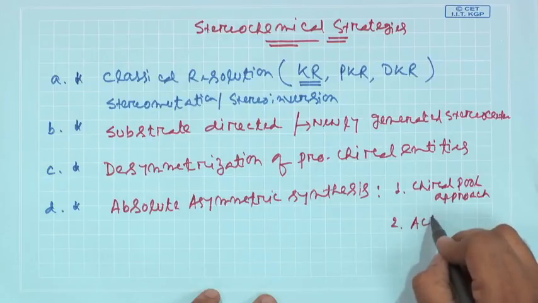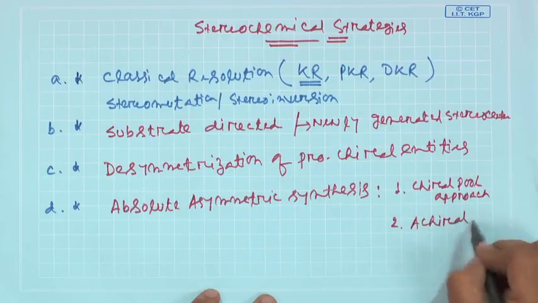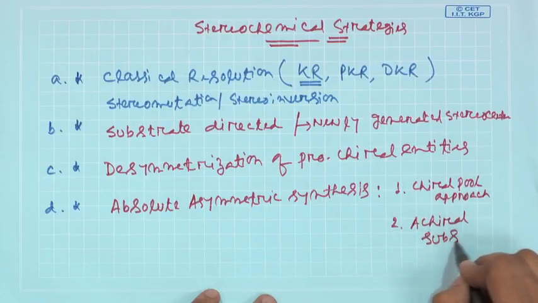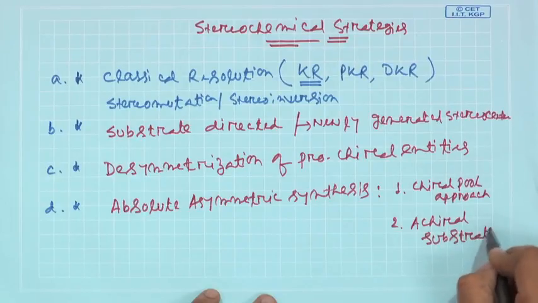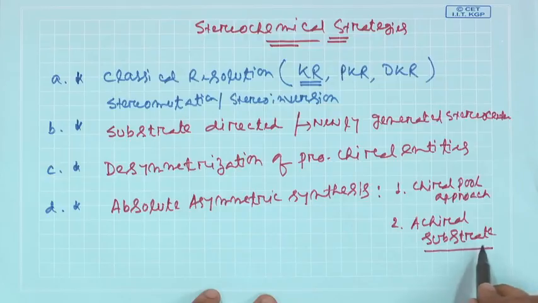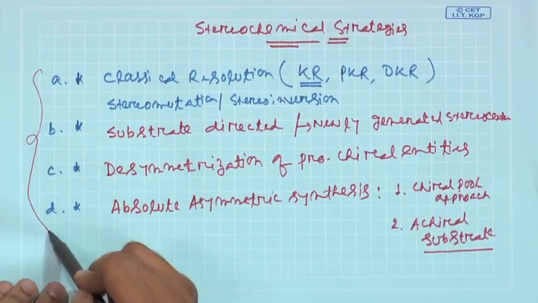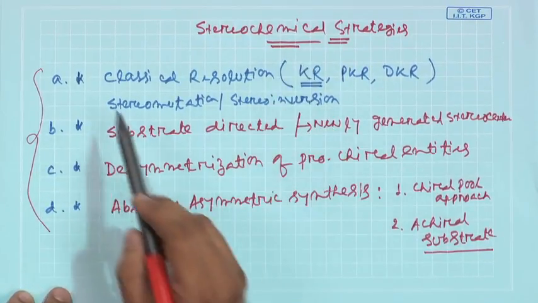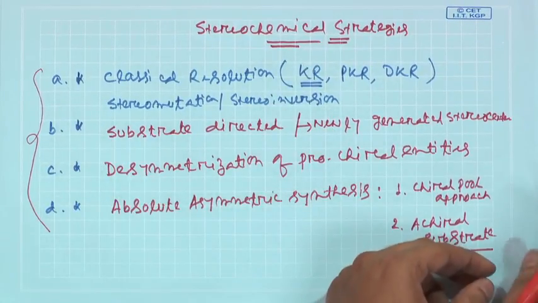starting from an achiral substrate. This is the most challenging. Your substrate is achiral, and you react with a chiral reagent or a chiral catalyst to bring a new stereocenter or to bring asymmetry in a given molecule. So, our main focus on the stereochemical strategies will be centered on these four topics. We will first start with the classical resolution technique.